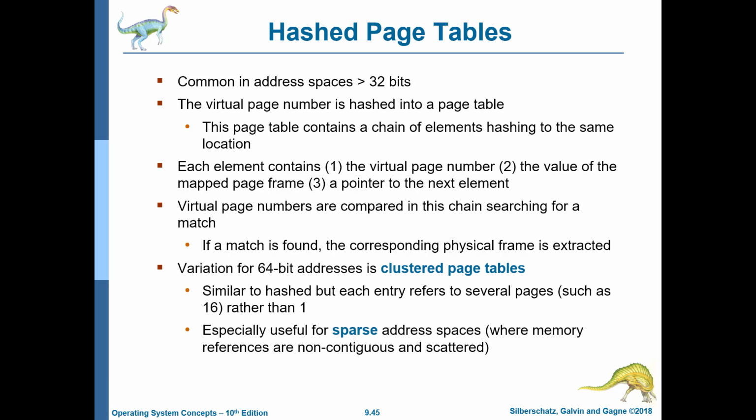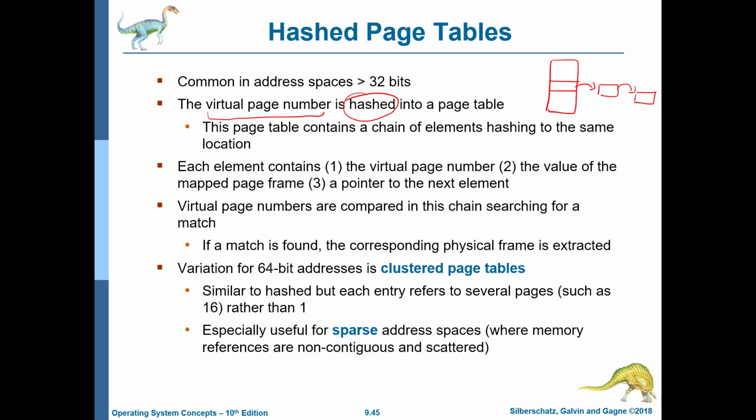Another approach in this space is called a hashed page table. So this is common in address spaces that are greater than 32 bits, like 64-bit address spaces. So in this case, the virtual page number is hashed using standard hashing algorithms into a page table entry. It contains a chain of elements that hash to the same location. So you use a standard hash table where you use chaining. So one entry points to the next, and so on.